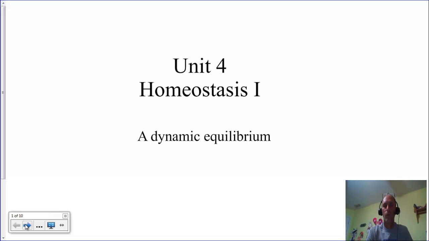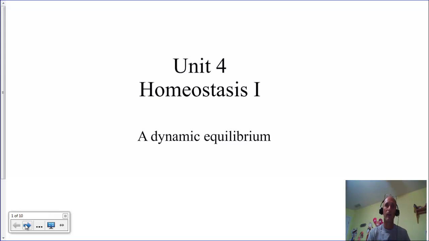This is Unit 4, Homeostasis I. Homeostasis is one of those large overriding concepts that we have not just one unit on, but two in this course. And homeostasis is the maintenance of what's called a dynamic equilibrium. In chemistry, you may be familiar with equilibrium, where things kind of reach a steady state, and that's where they stop. And in living things, we never quite reach that steady state.